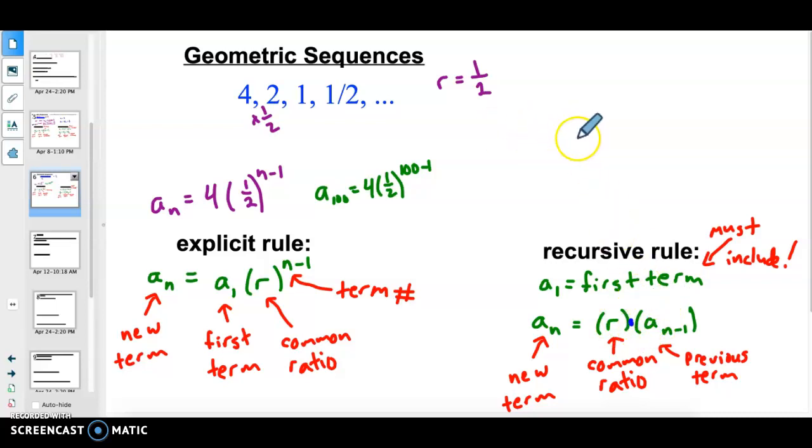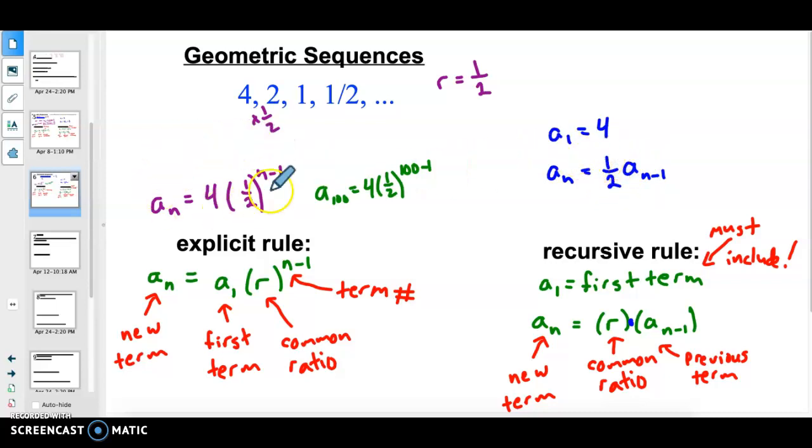So for this example, it would look like a_1 equals 4, the first term, and then a_n equals the common ratio, so 1/2, multiplied by a_(n-1) to represent the previous term. So same as arithmetic, it's hard to find the 100th term using recursive because you would have to know the 99th term to do 99 times 1/2.